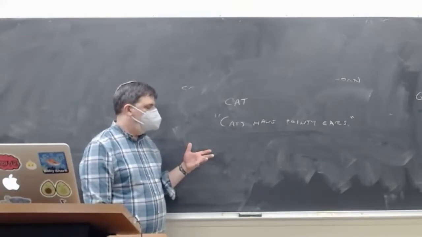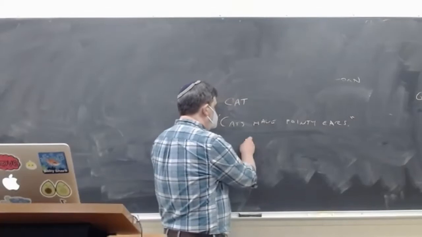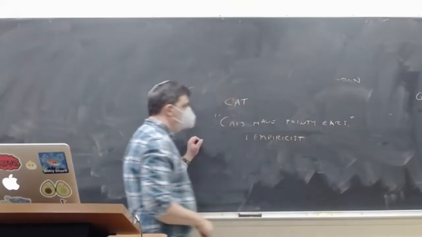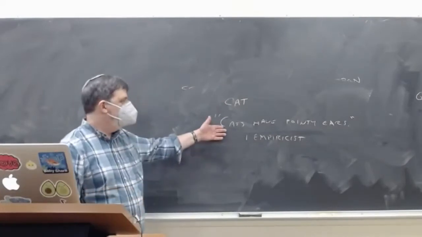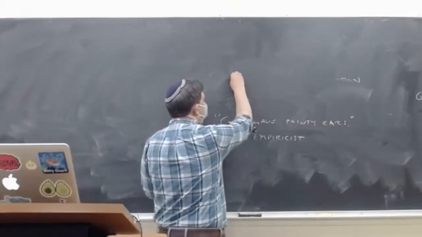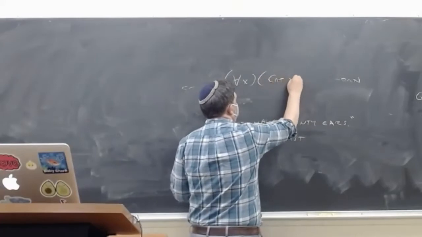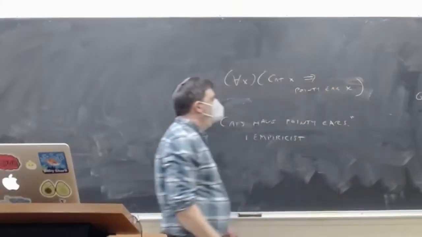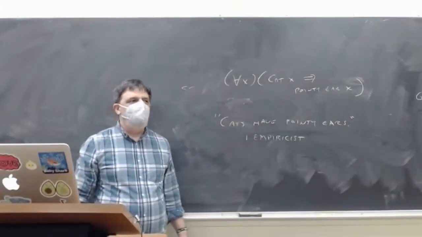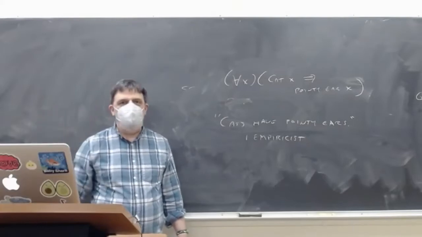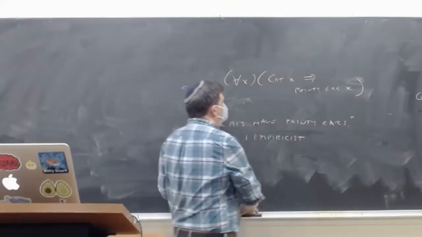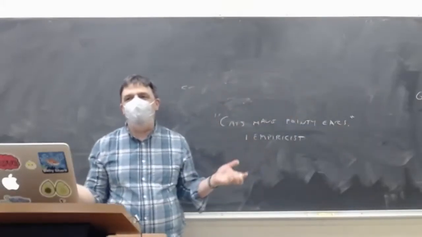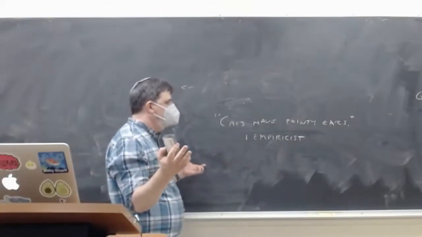But after that, you face a decision about how to understand it. One way would be the empiricist way. By the way, when I say this is true, it doesn't exactly mean for all x, cat of x implies pointed ears of x. If it did exactly mean that, it would be false, because some cats have their ears cut off, or whatever. So it means something probably a lot more complicated, like cats naturally have pointy ears or something like that. But I don't think that matters for these purposes.